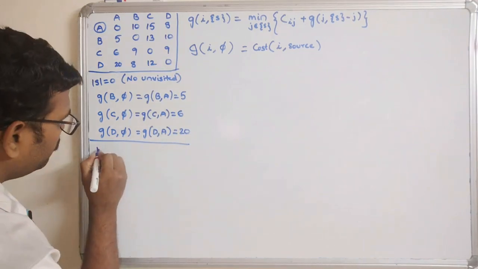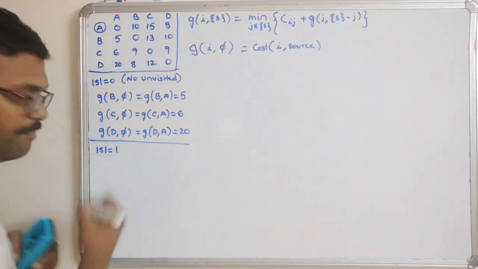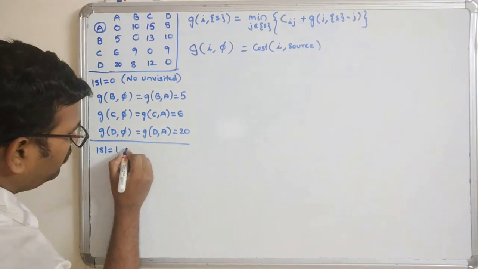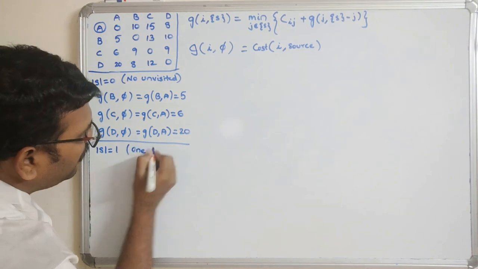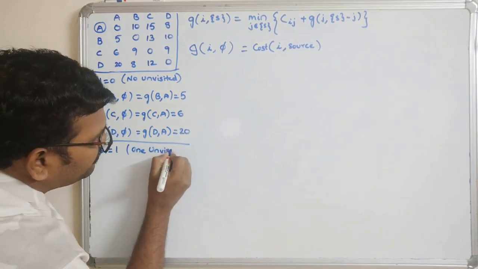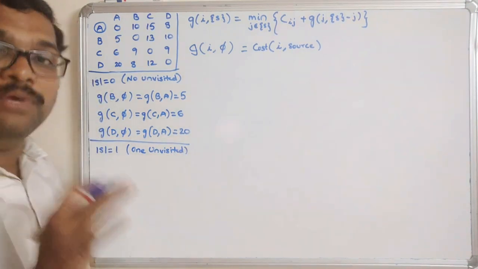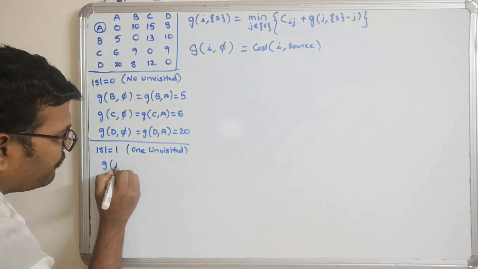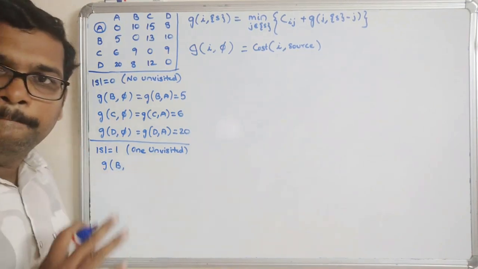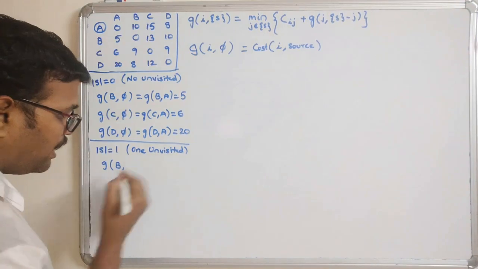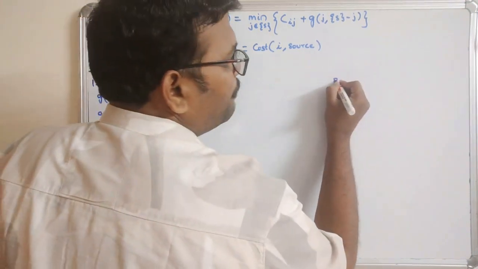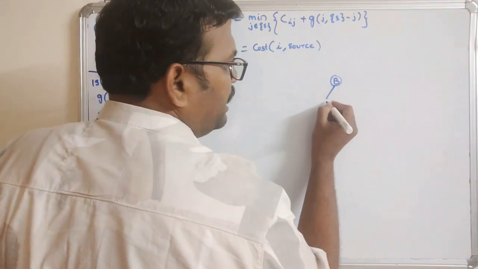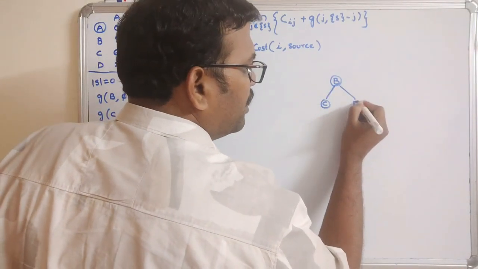Now let us assume the set contains 1 unvisited vertex. So I write here, 1 unvisited vertex. Okay. So for example, if we are at B and there is only one vertex, what is the remaining unvisited vertex? It may be C or it may be D.